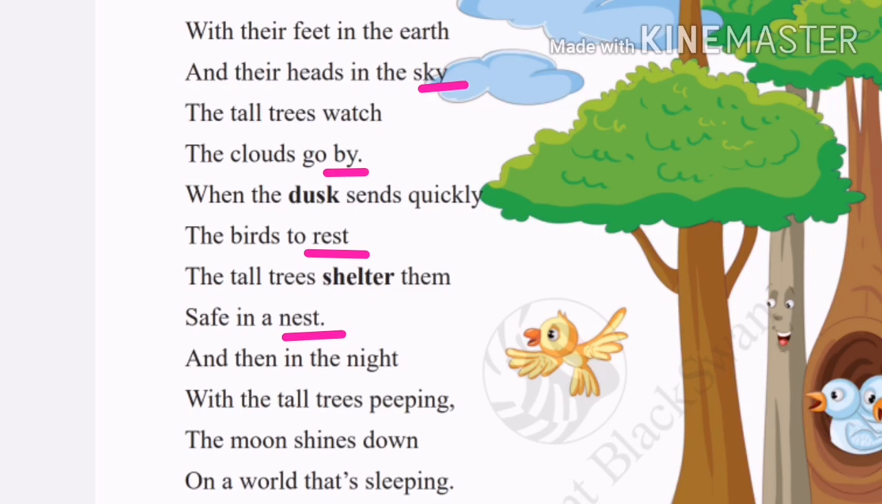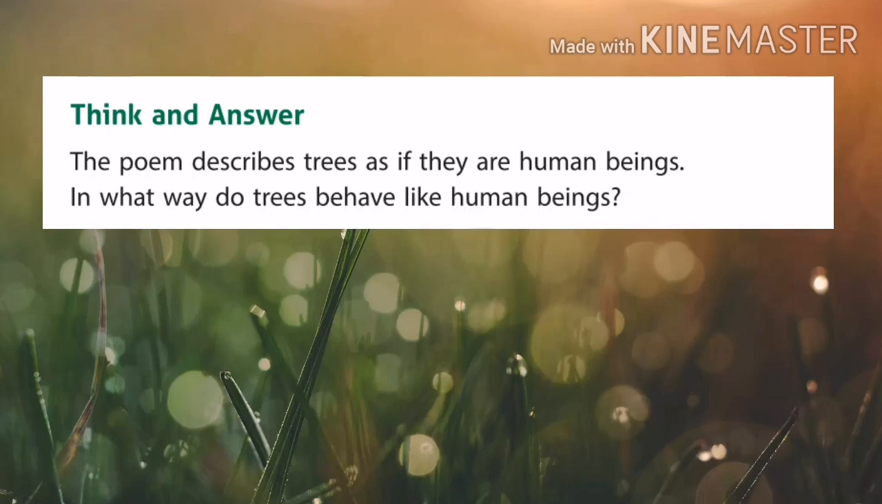Let's see the third stanza. Peeping, sleeping. These words end with a similar sound, ng. So these are the rhyming words from the last stanza. Next section is think and answer. The poem describes trees as if they are human beings. In what way do trees behave like human beings? That's the question. Think and answer.